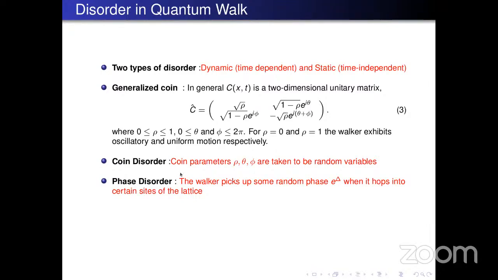There is another type of disorder which is called phase disorder. In this case, the coin remains fixed, but the walker picks up some random phase e to the power of i delta when it hops onto certain sides of the lattice, and this phase can be random. It can depend on time or on position. So when it depends on time, we get dynamic phase disorder. When this phase depends on position only, we get static phase disorder.